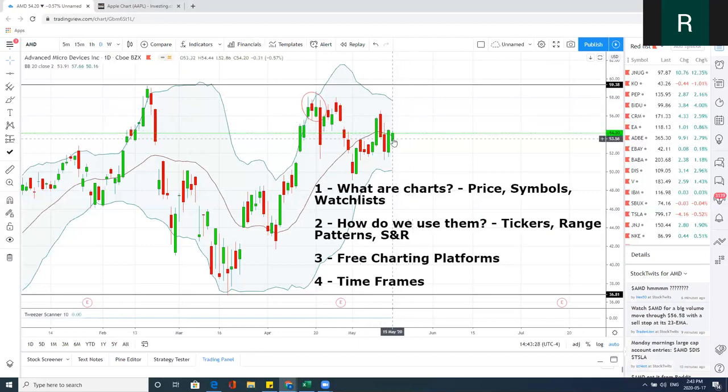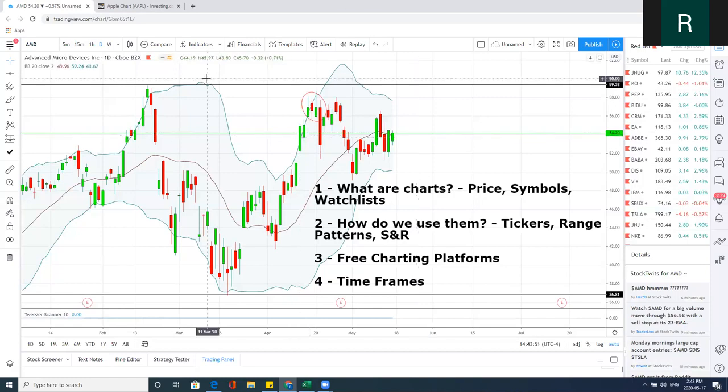So if I were to hover over this candle, so for the 15th of May, this candle and this stock, in this case AMD, had a high of 54.44, a low of 52.86, a close of 54.20, and an open of 53.32. And guys, we could see that right up here, okay? So this is giving us useful information that we can use to make investment decisions, okay?